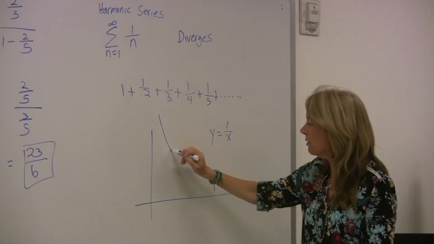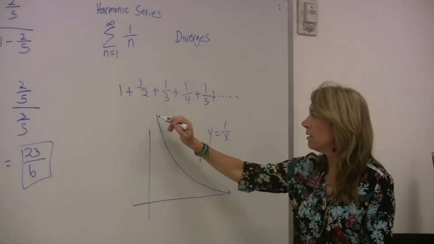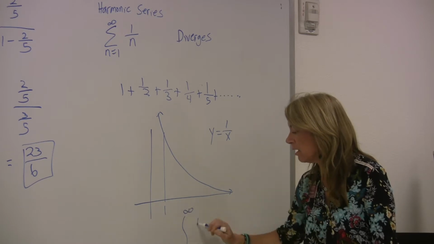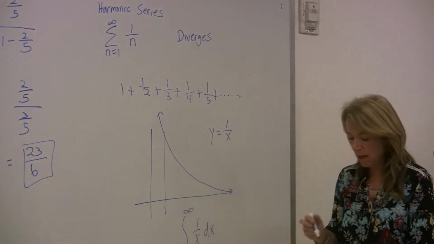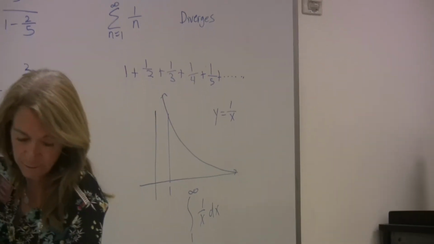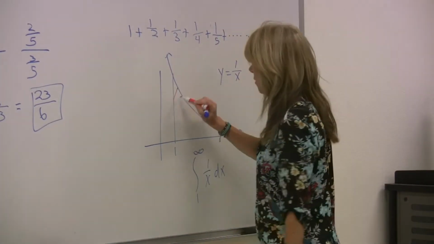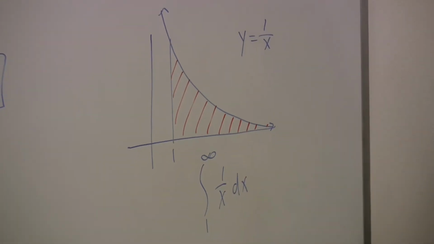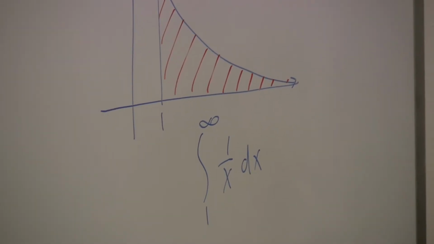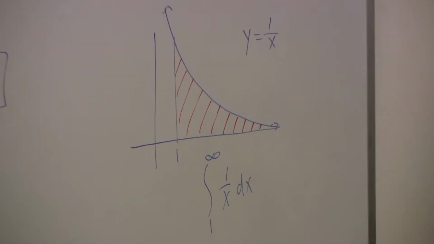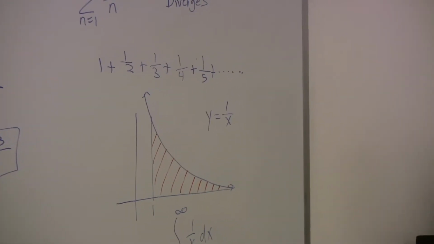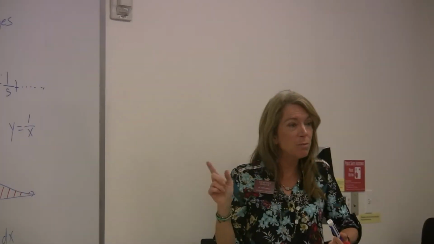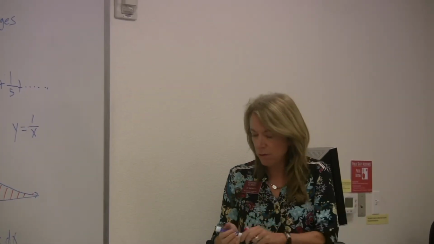Remember in chapter 7, we looked at finding, say, the integral from 1 to infinity of 1 over x dx. The area underneath this curve. You kind of remember doing that? Improper integrals. Do you remember what happened when we found that? A lot of them ended up being finite, but this particular one ended up being infinite. And I'll show you why.